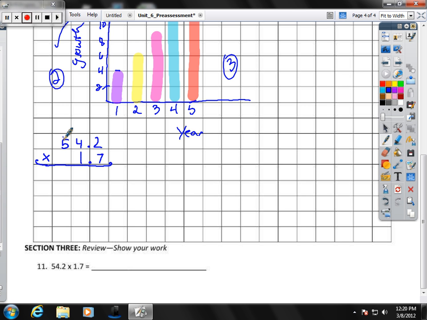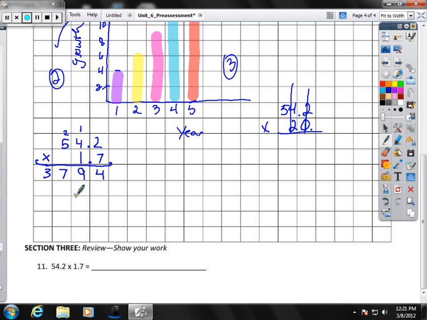Okay, so on your test, if it were maybe 54 2/10 times, I don't know, 20. Maybe it was 20 instead of 1.7. The 20 would go here and here. Don't line up your decimals, line up your digits. Line up the digits. Now multiply. Yep. 2 times 7 is 14. 7 times 4, 28. Plus 1 is 29. 37. Now what? Nope, you don't need to put the decimal.